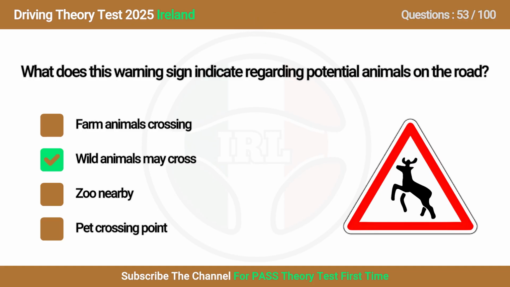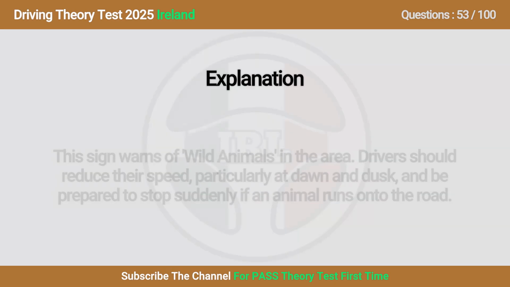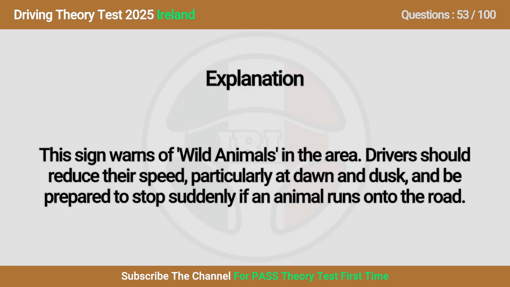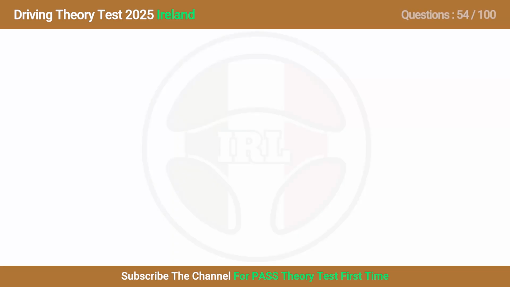Answer is B. Wild animals may cross. This sign warns of wild animals in the area. Drivers should reduce their speed, particularly at dawn and dusk, and be prepared to stop suddenly if an animal runs onto the road.